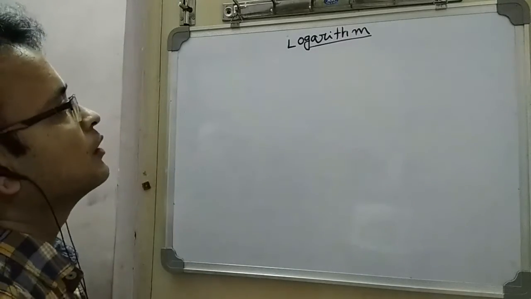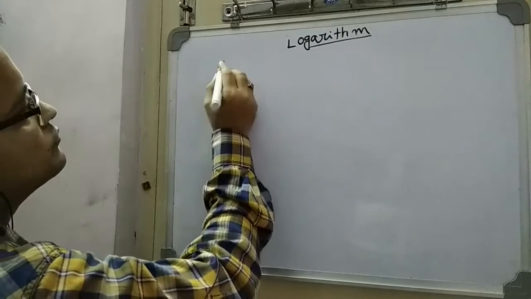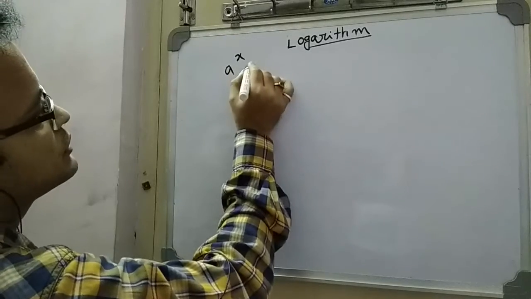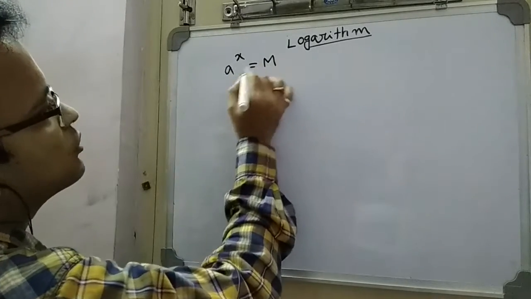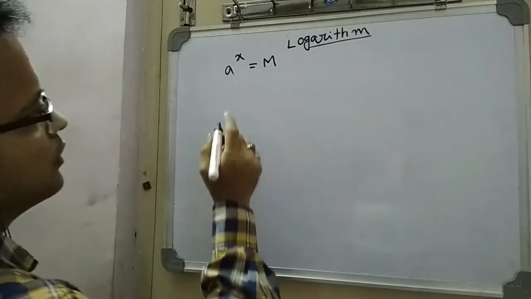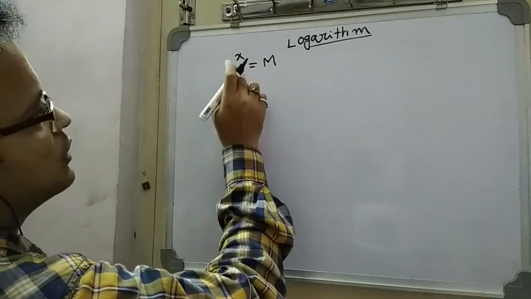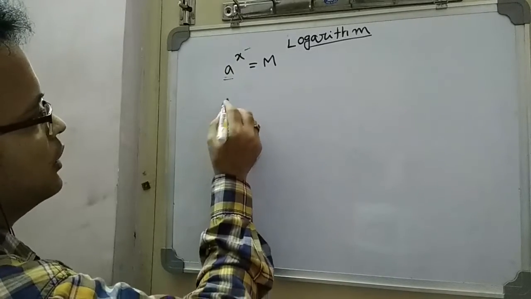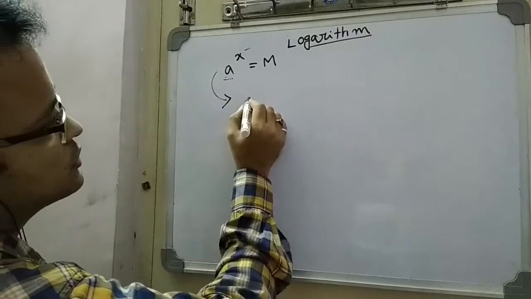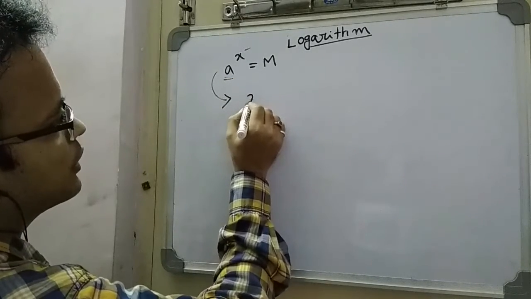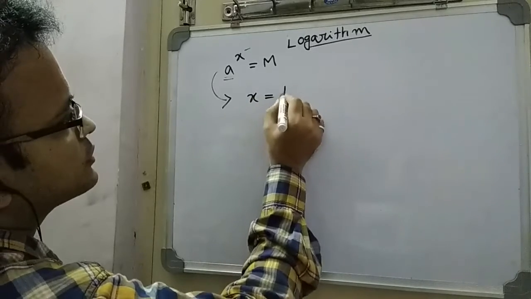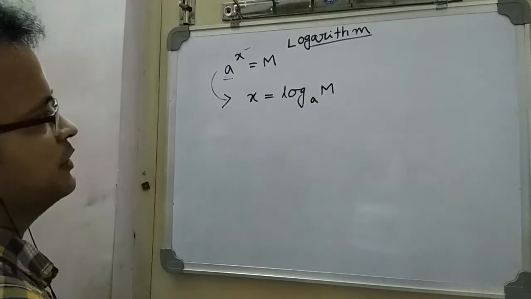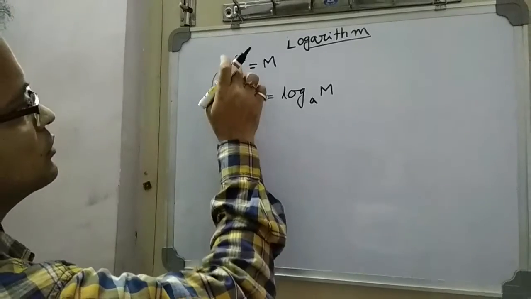So, in logarithm, we will first give one example with indices. Suppose this is a to the power x equal to m. From the indices chapter we learned that this is called the base and this is called the exponent. So from here we reach the concept of logarithm, where this exponent x is written as log of m to the base a.